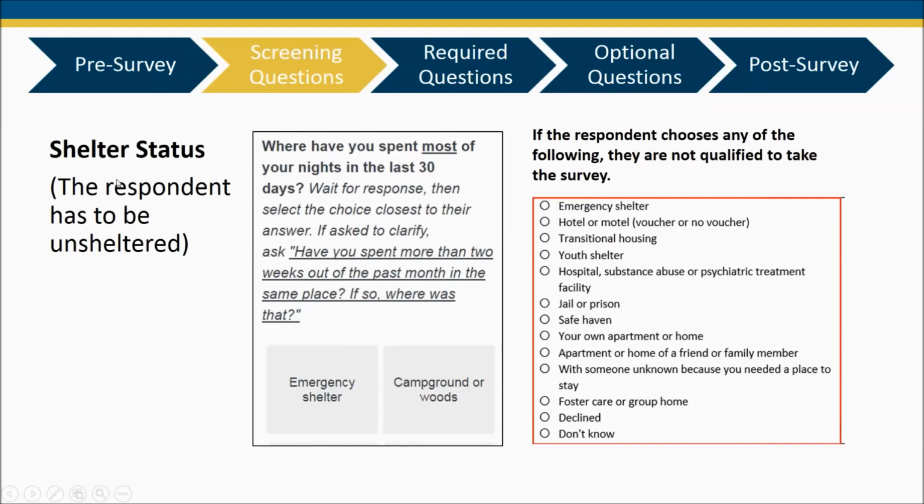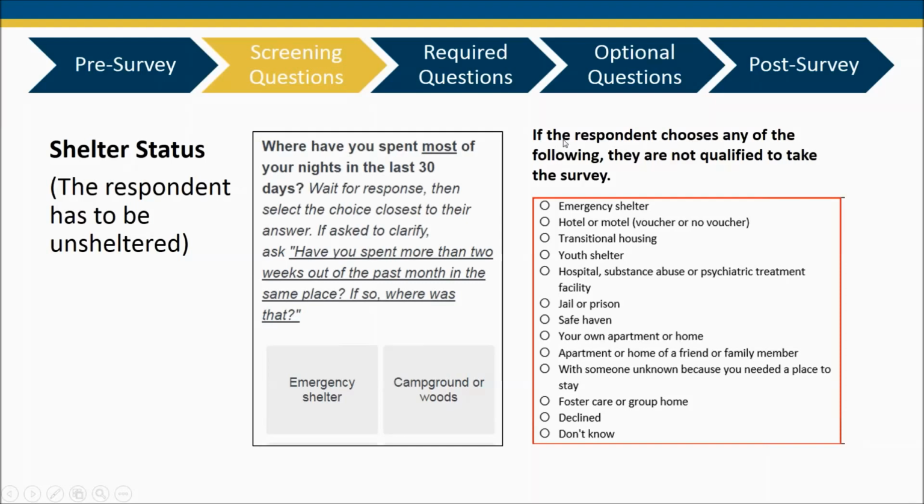Youth who are housed are not eligible, and youth in shelters are included in the shelter count. For this reason, we ask the following. Where have you spent most of your nights in the last 30 days? You want to wait for a response and then select the choice closest to their answer. If they need a clarification, ask, have you spent more than 2 weeks out of the past month in the same place? If so, where was that?